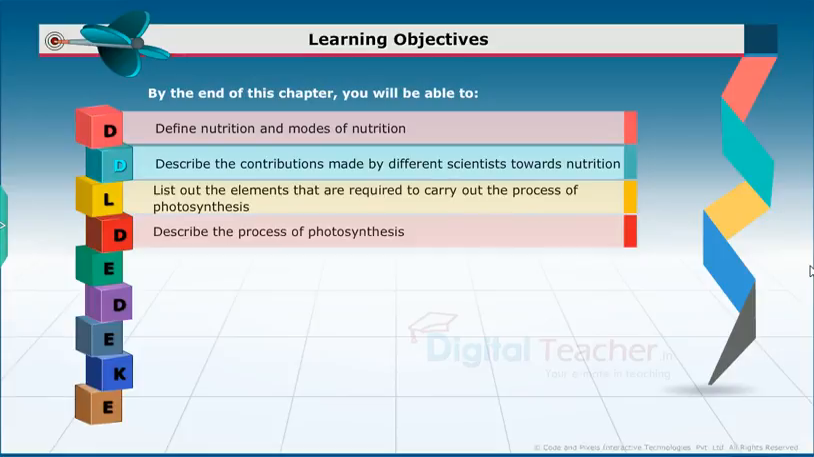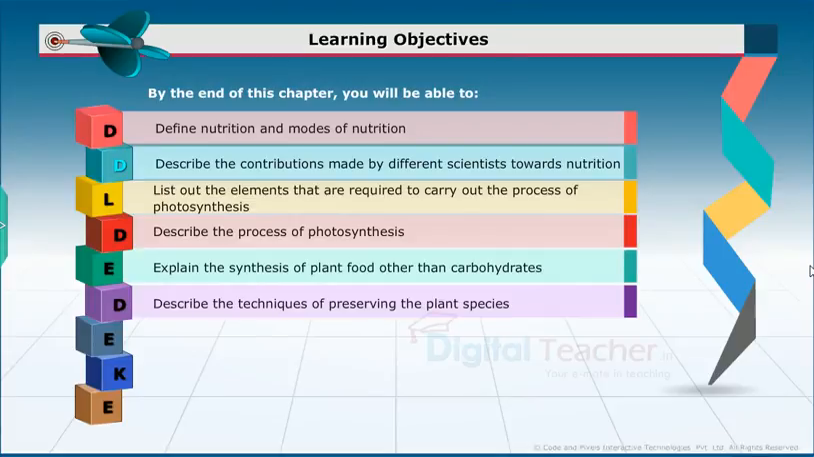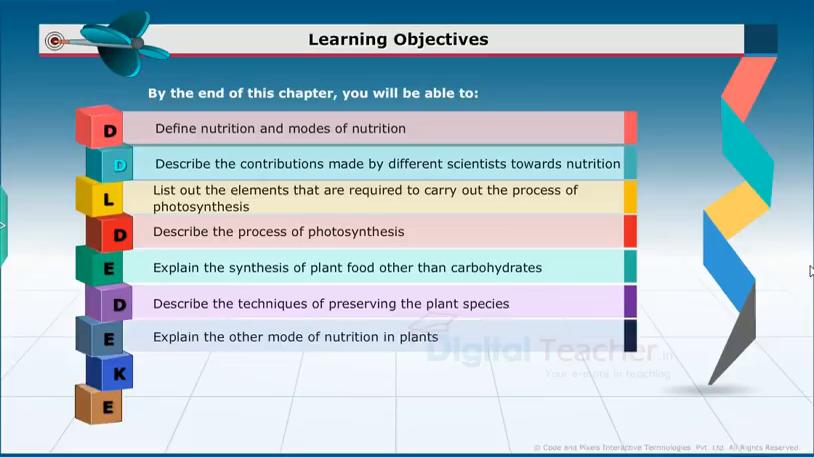Describe the process of photosynthesis. Explain the synthesis of plant food other than carbohydrates. Describe the techniques of preserving the plant species. Explain the other mode of nutrition in plants.